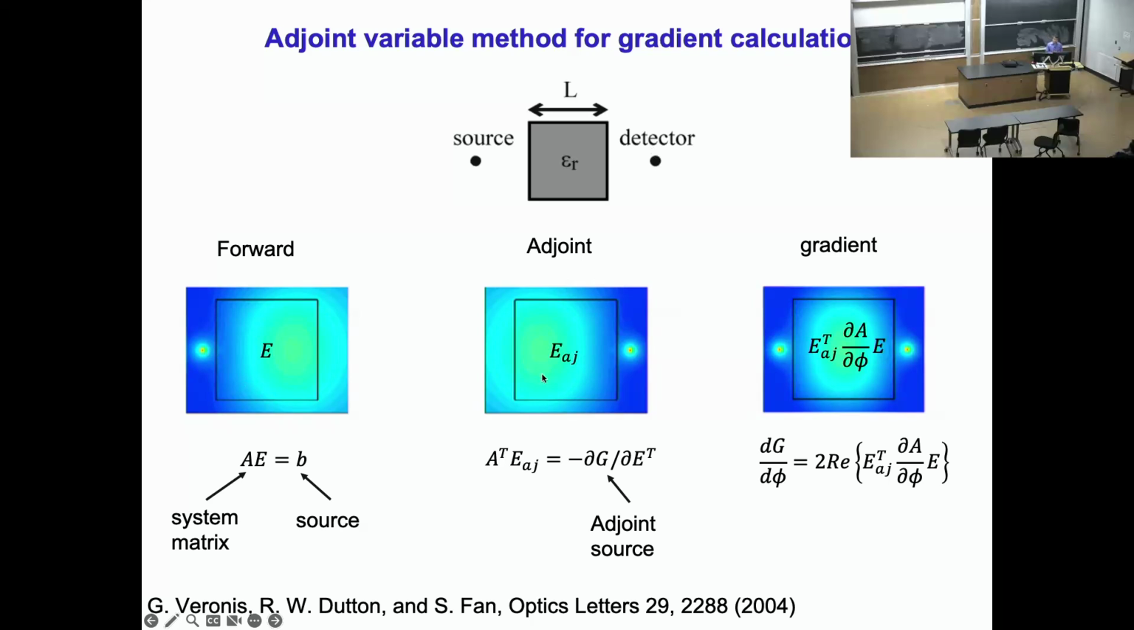Once you have these 2 field distributions, then the gradient of the cost function, in this case the intensity, with respect to every single pixel permittivity value can be computed by a simple overlap integral. So instead of doing, as I mentioned, 2,000 calculations in a 1,000-dimensional space, now you only need to do 2 calculations. By the way, this method underlies, for example, what's called inverse design, which has been very, very important in photonic design these days, but it's also essentially the math of the backpropagation algorithm.